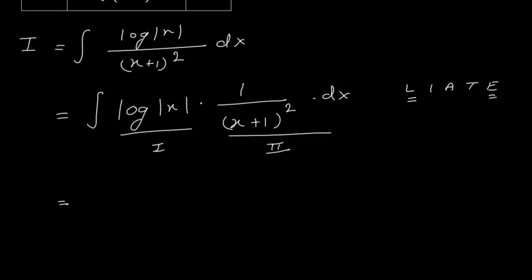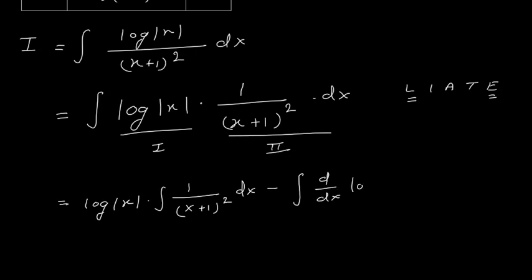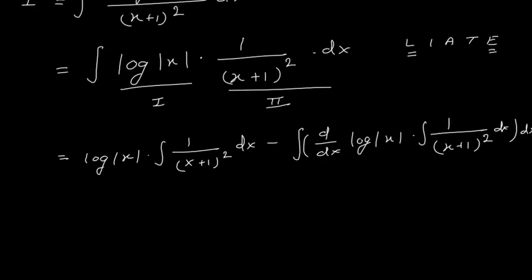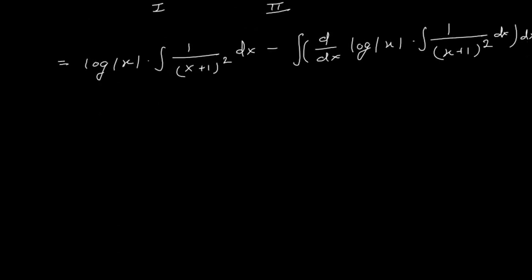So I will write log x, because integration by parts is u, that is log x, into integration of v, that is integration of 1 upon (x plus 1) the whole square dx, minus integration of d by dx of log x into integration of 1 upon (x plus 1) the whole square dx. This is according to the formula we have written. Now let us simplify that integration.